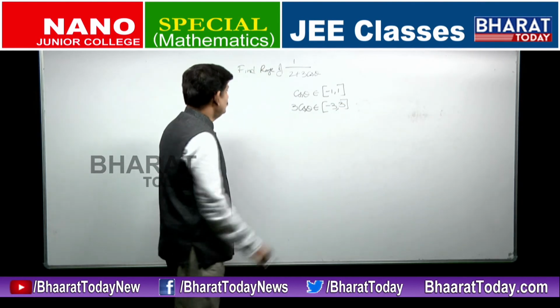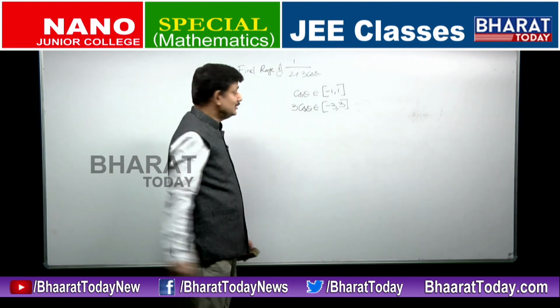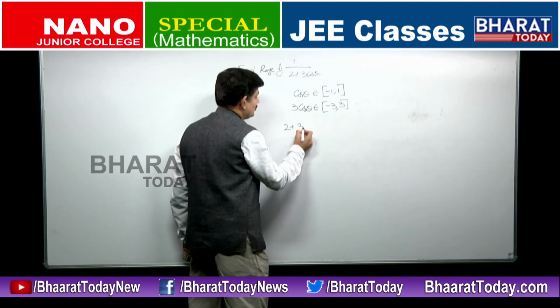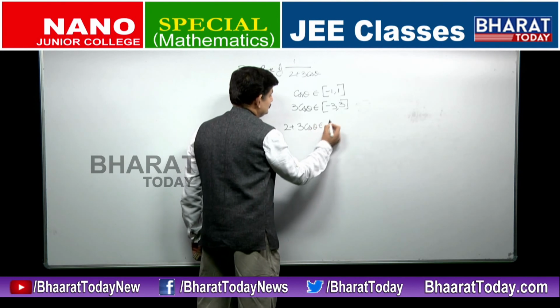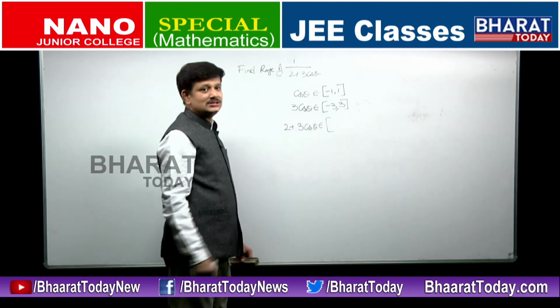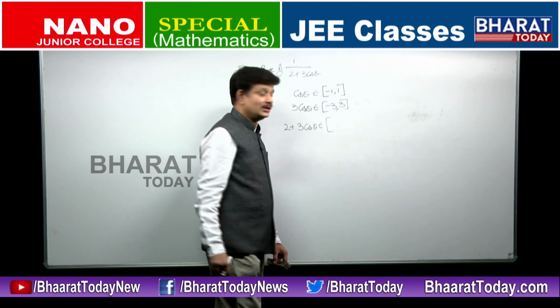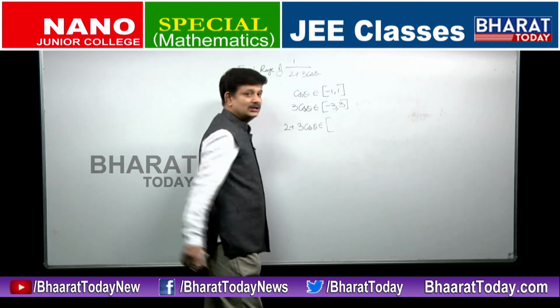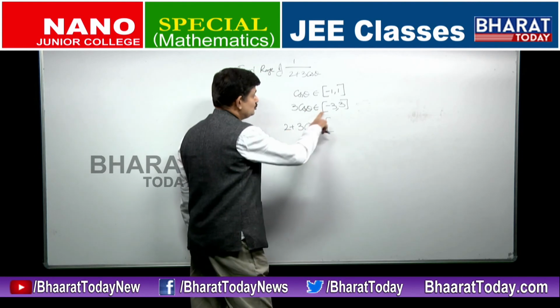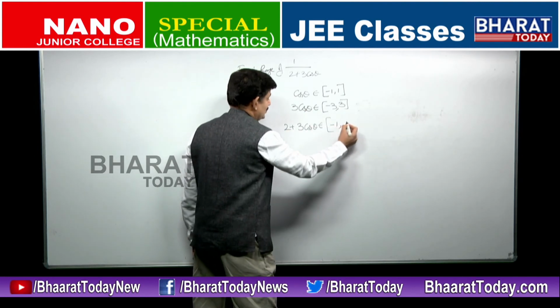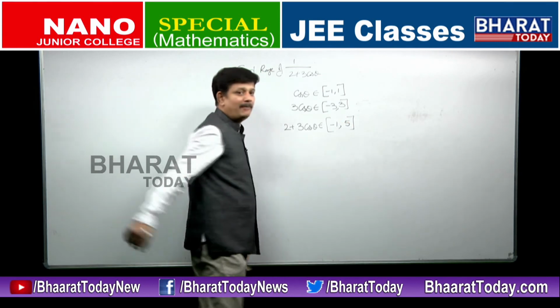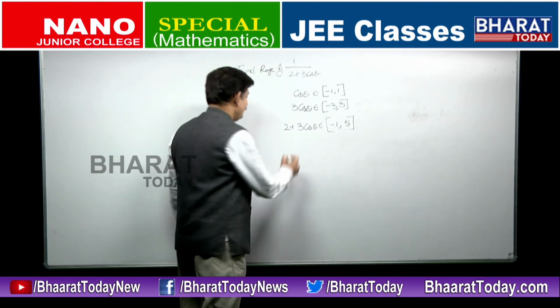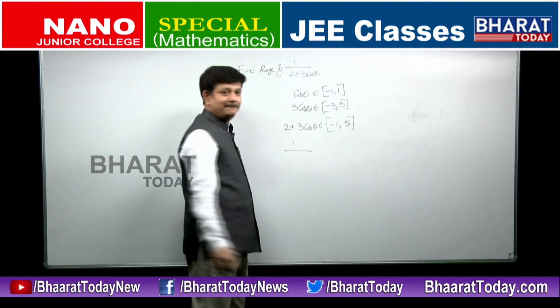To this, what I need to do? Then add 2. Do it stepwise. 2 plus 3 cos theta. Don't rush to write the answers directly. You have to be very careful. Do it initially stepwise. 2 plus 3 cos theta. Where will it be? Add 2 throughout. This will be minus 1 to 5. So shall I find the reciprocal directly?